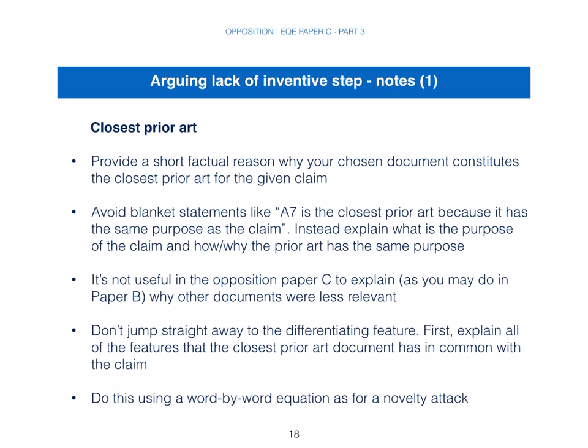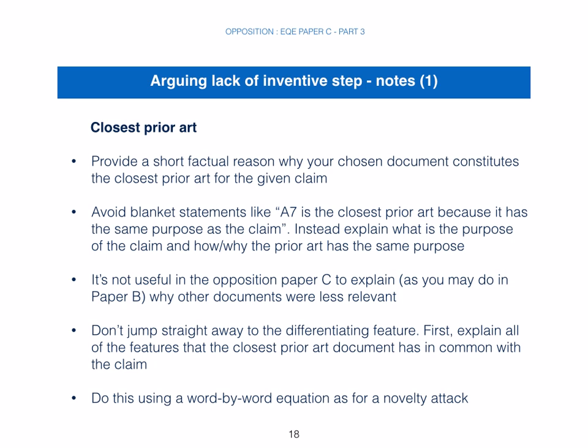In the opposition paper C, it's not useful to explain why other documents are less relevant as closest prior art. That's something you may wish to do in the B paper where it's useful, but in the C paper it's not necessary. And having set out what is the closest prior art, you mustn't jump straight away to the differentiating feature. First, you have to explain all of the features that the closest prior art document has in common with the claim, and you can do this using a word-by-word equation as for a lack of novelty attack.